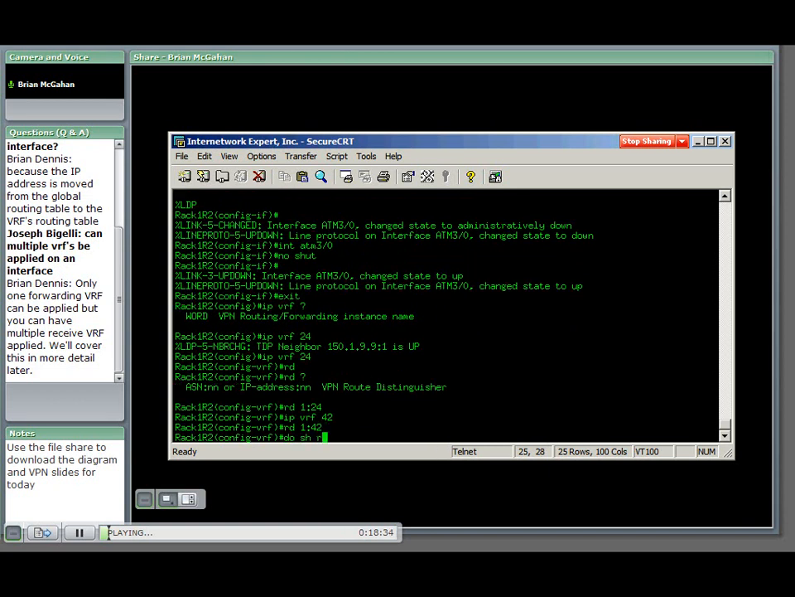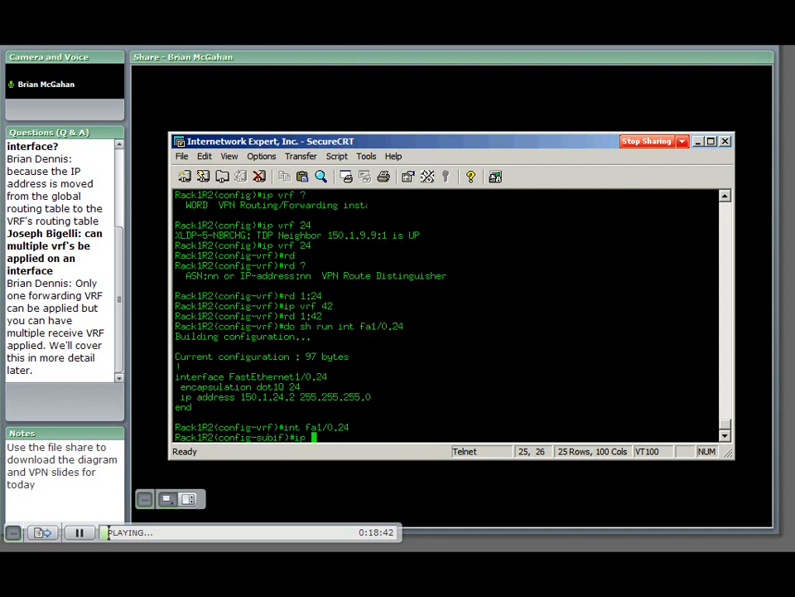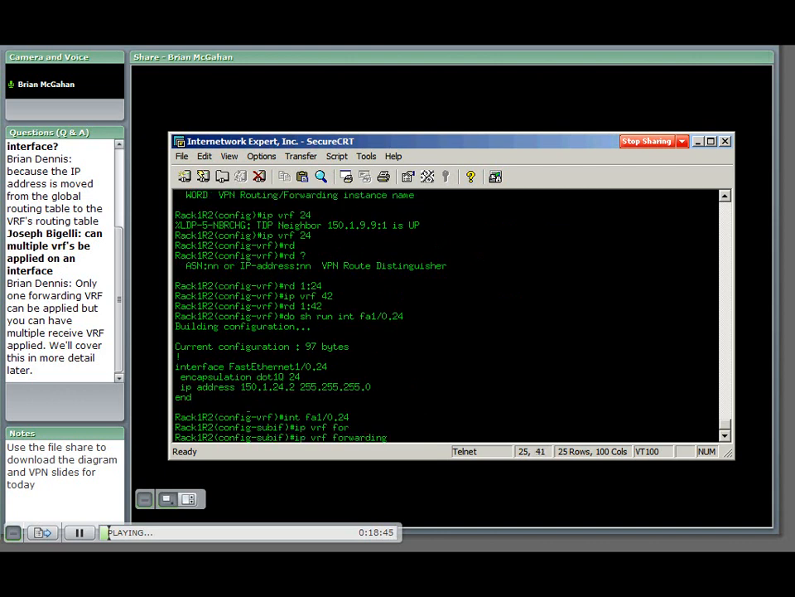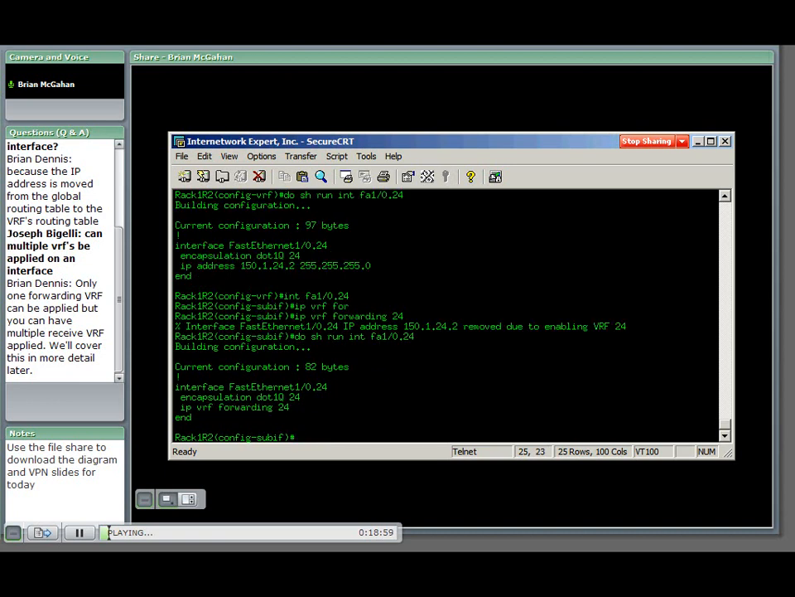And now on these interfaces, let's say show run interface FastEthernet 1/0.24. We'll go to this interface and say ip vrf forwarding 24. Okay, 24 is the VRF name. It says now it's removing the IP address due to this interface being put into the VRF. So if we look at the running configuration on the interface, we can see it doesn't have the IP address anymore.